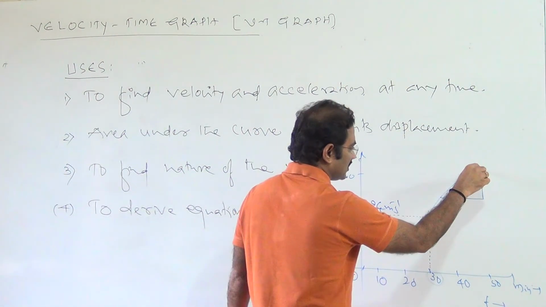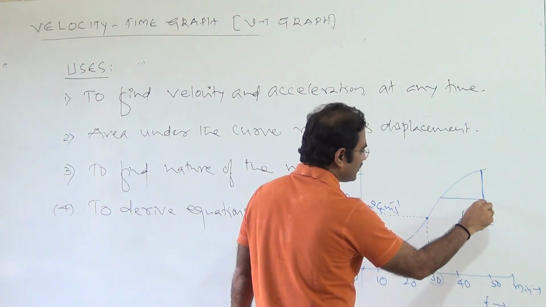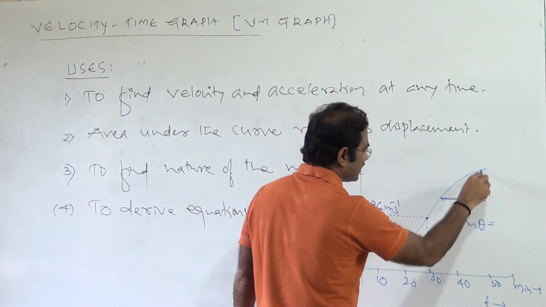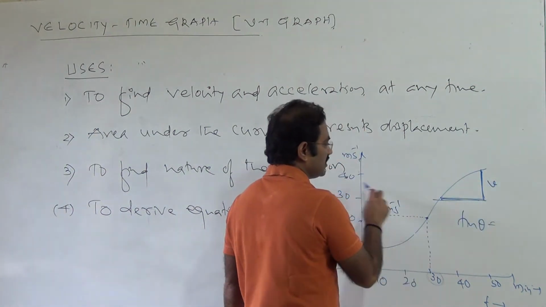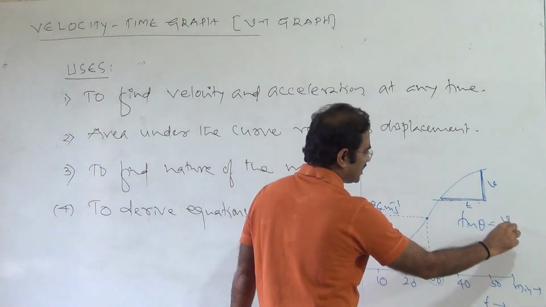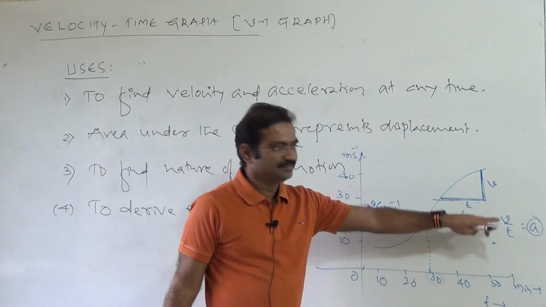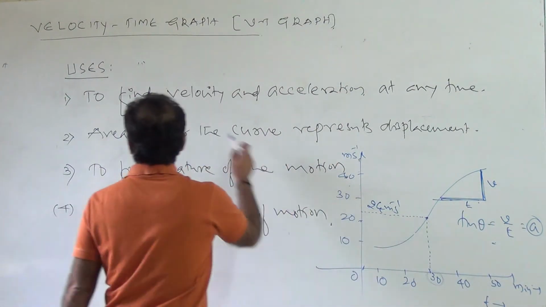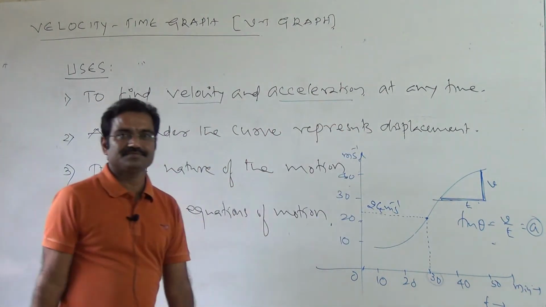So tan theta, we define tan theta as the opposite side divided by the adjacent side. The opposite side is velocity, and the adjacent side is time. Velocity divided by time is nothing but acceleration. So the first use is to find the velocity and acceleration.